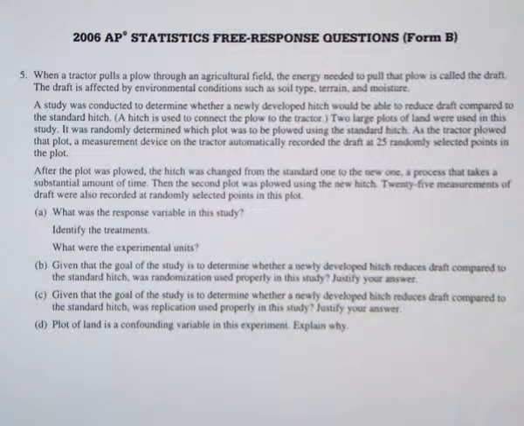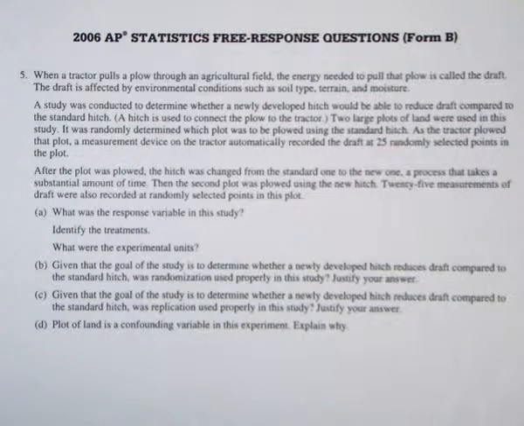Given that the goal of the study is to determine whether a newly developed hitch reduces draft compared to the standard hitch, was replication used? Well, no, replication was not used. So each treatment was applied to only one experimental unit. Replication is used to repeat the treatments on different experimental units so general patterns can be observed. All we know is one hitch was used on one plot of land and the other one was used on the other. So there was no replication in this study at all.